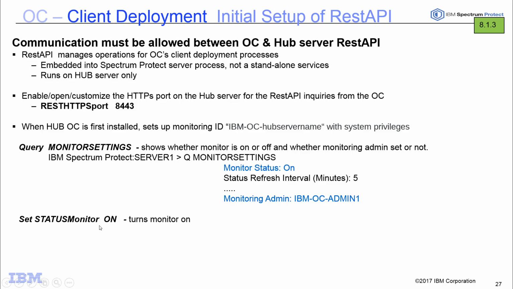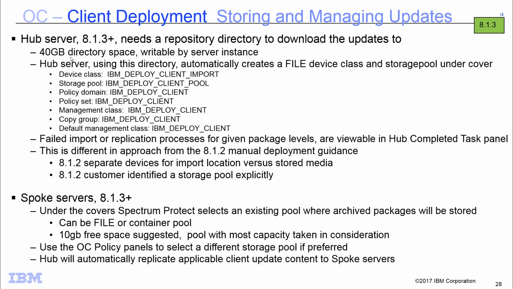In order to do the Operations Center automatic client deployments, both the hub and any of your spoke servers need to be at version 8.1.3 or above. The hub server requires a repository of 40 gigabytes of directory space. That does need to be writable by the server instance. When you turn on client updates on the hub server, it will go through and take that directory space and automatically, underneath the covers, create a file device class and storage pool that we're going to utilize for storing these updates. We'll create this device class of IBM deploy client import and the storage pool of IBM deploy client pool.